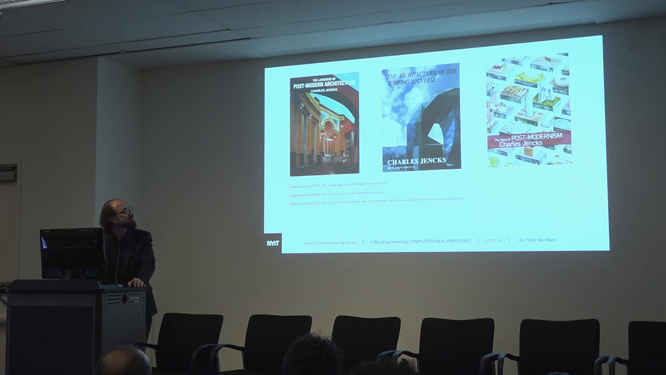he published The Architecture of the Jumping Universe. And interestingly, in 2011, he publishes The Story of Postmodernism, subtitled Five Decades of the Ironic, Iconic, and Critical in Architecture. And he takes the Manhattan grid, or the Leon Krier-like grid, and populates it with effectively what we would think of as digital projects. And the deep postmodernity that Charles thinks about the work of today was once again really troubling to me.